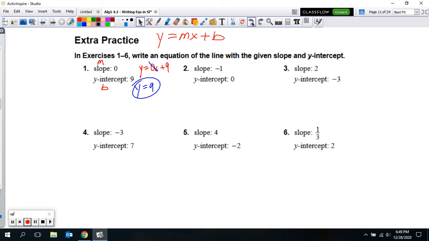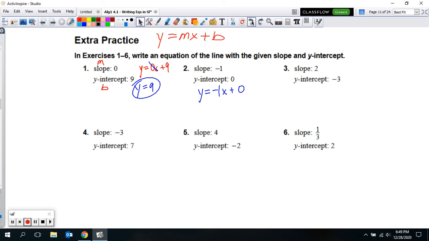So we're going to start off again, y equals, and then -1x. So negative 1 is going to go there in front of x, and then the y-intercept is 0. Again, we probably wouldn't leave our answer like this. We're not going to leave our equation this way. We're not going to leave it with a 0 back here, and we're certainly not going to leave it with a 1 in front of x.